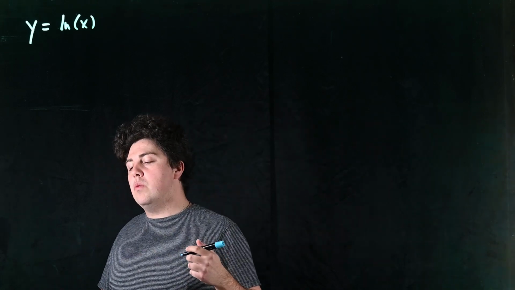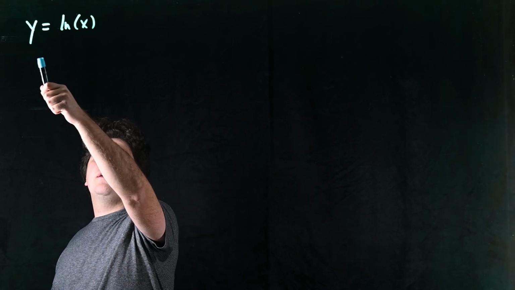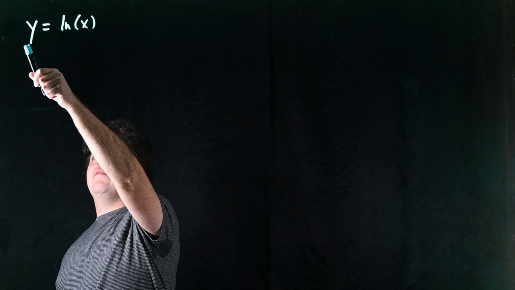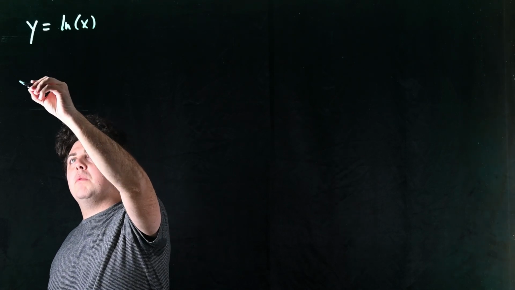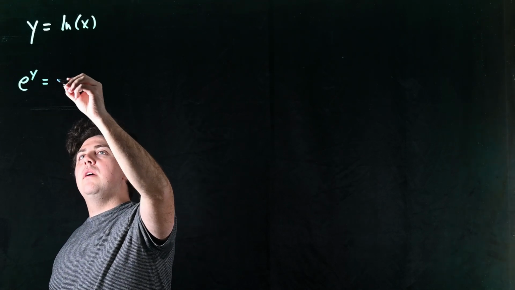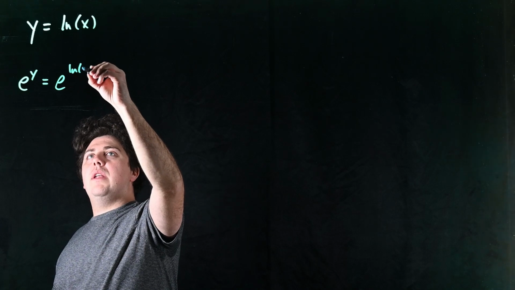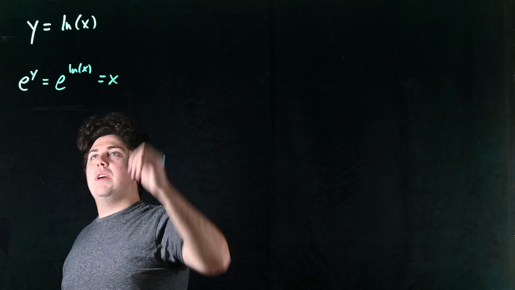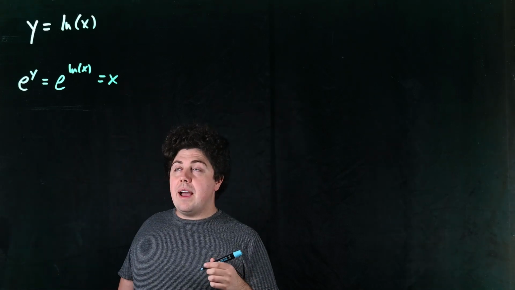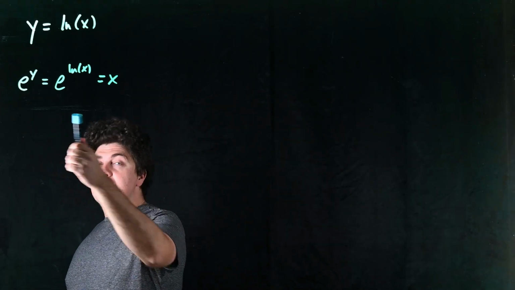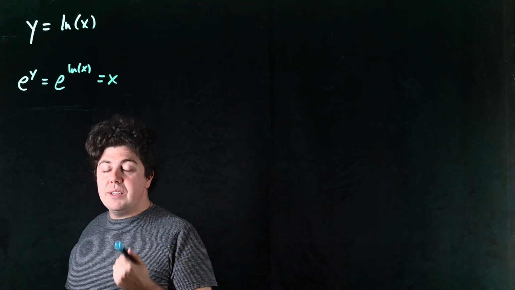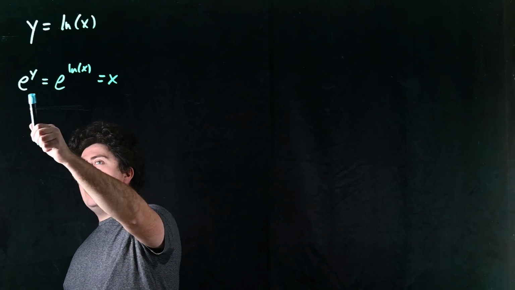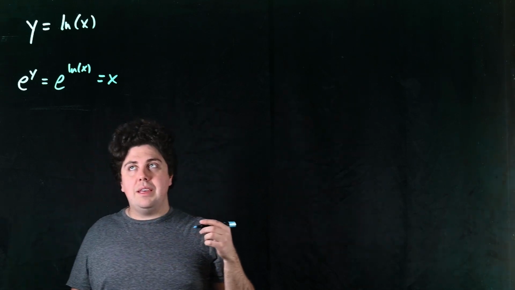Well, what we could do is take e to both of these sides. Since y is equal to ln x, we would have that e to the y is equal to e to the ln x. But again, e to the ln x is just equal to x. Now, can we differentiate this? The answer is yes. We can implicitly differentiate this because we know how to differentiate x, and we know how to differentiate e to the x.